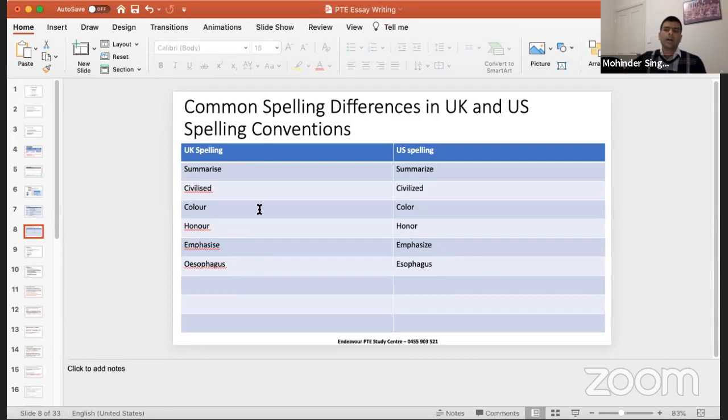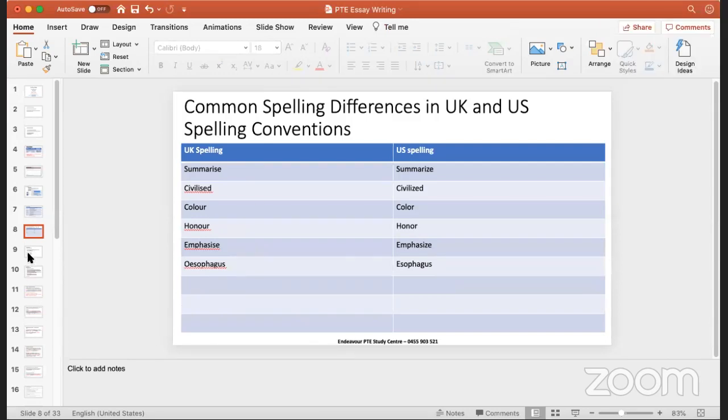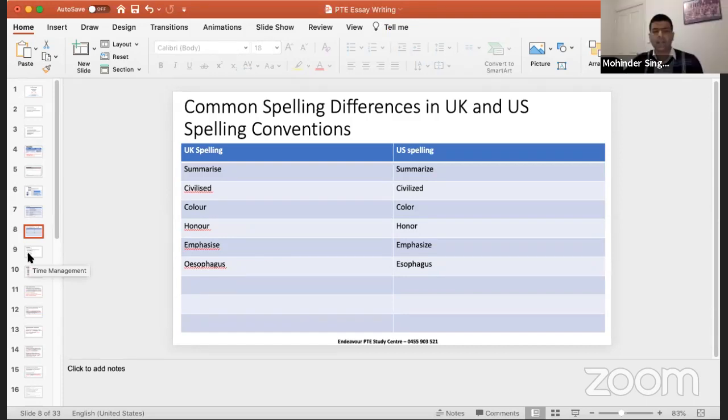Okay. Gagan, were you aware of that before? No. Yeah, so that's a big fact. You must learn this. This is important to learn. So stick to one spelling convention consistently throughout your PTE.